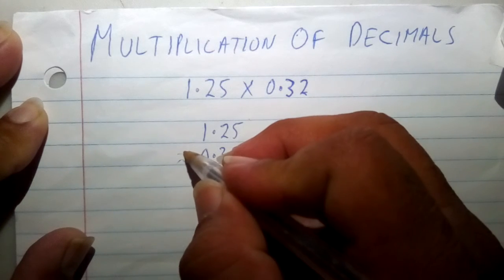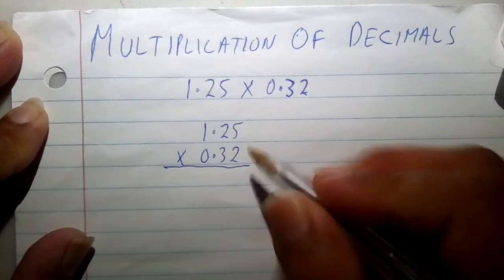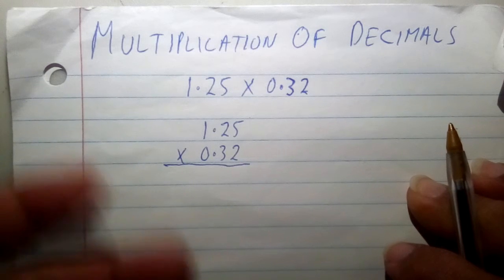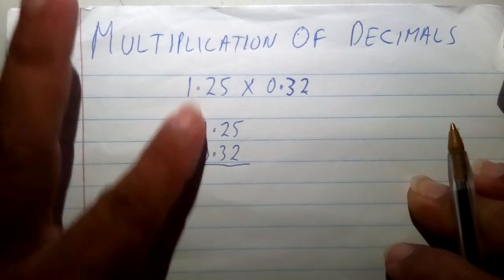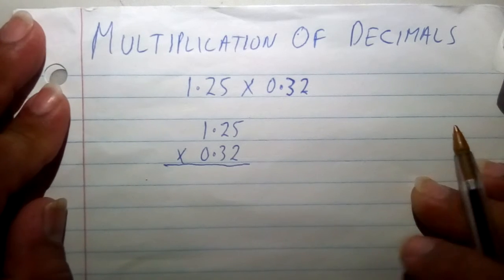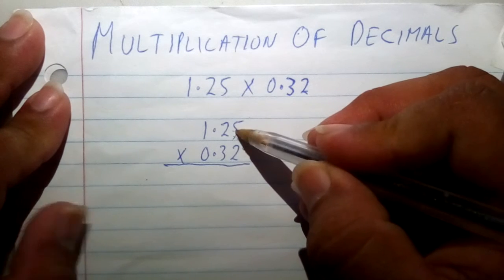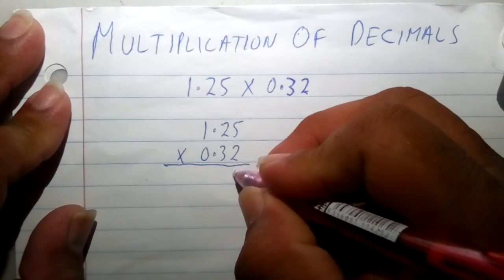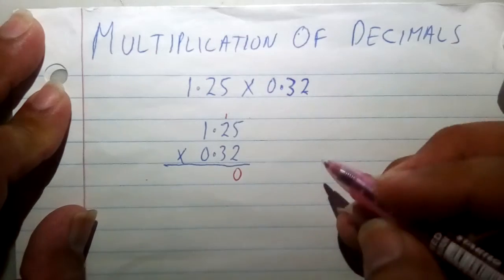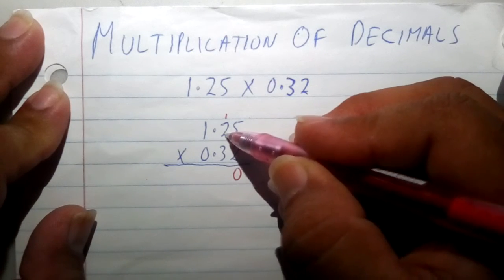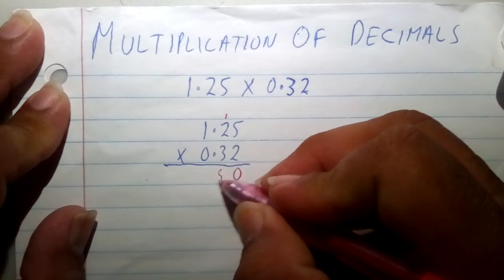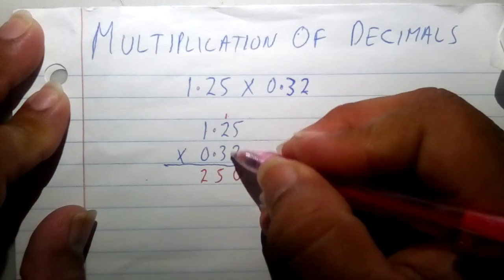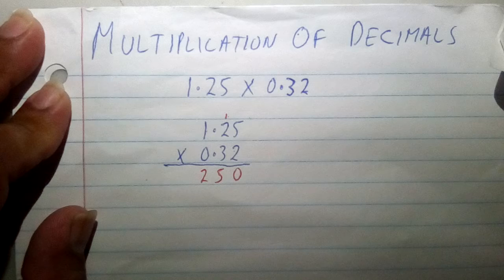Now, next step, multiplication sign and your line. When you multiply these two decimal numbers, don't look at them as decimals. Just consider them as normal numbers. Don't worry about the decimals for the meantime. So what you do is this: 2 times 5 gives us 10. You put the 0 here and carry the 1 to the top. Then 2 times 2, 4, plus 1 gives us 5. 2 times 1 gives us 2. Notice how I have them aligned. You need to keep that alignment.